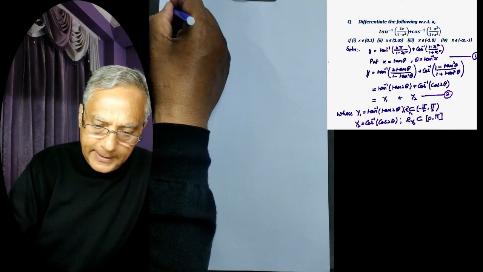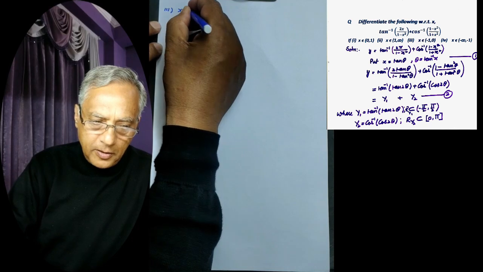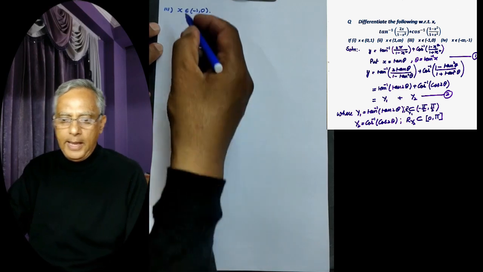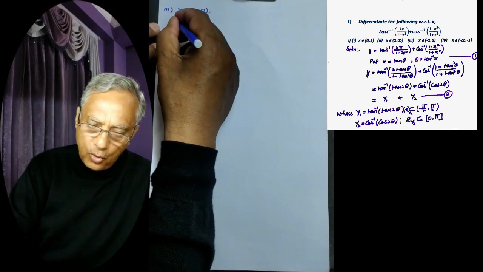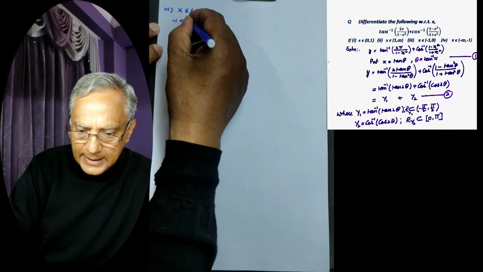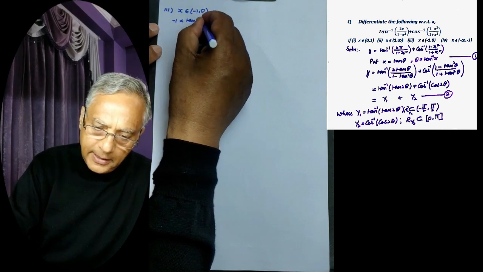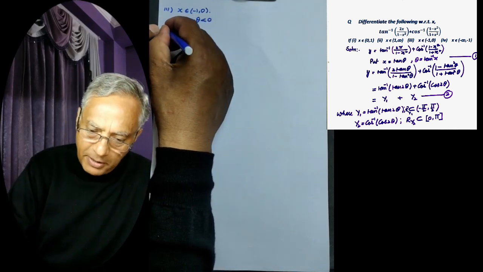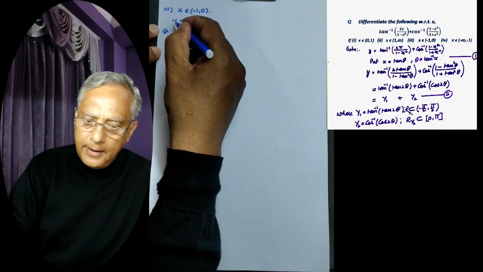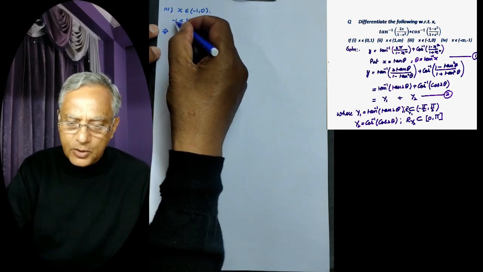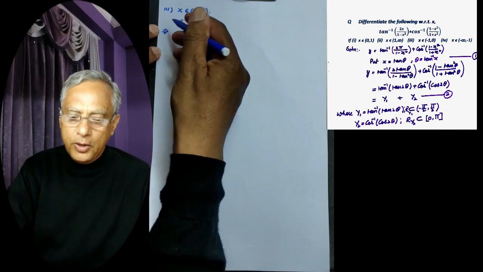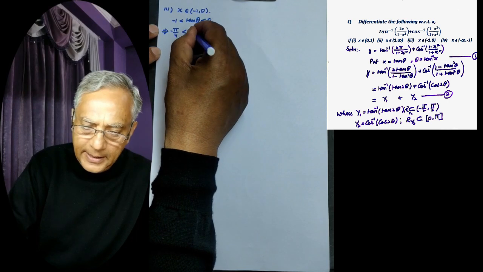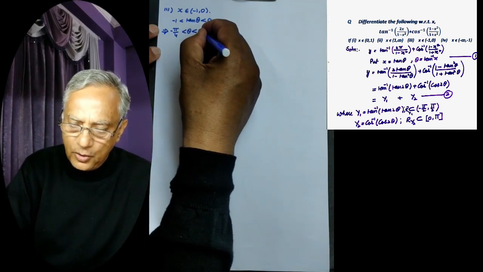Now the third case is x belongs to minus 1 to 0. Therefore, minus 1 is less than tangent theta is less than 0, since x is tangent theta. So this implies, now tangent is minus 1 at minus pi by 4. So this will be minus pi by 4 is less than theta is less than tangent of 0, which is 0.